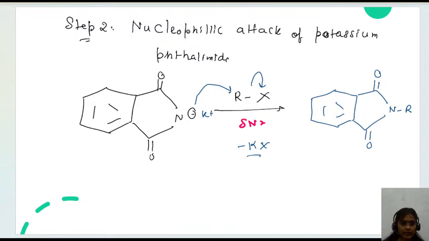Now let's see step number 3, that is the hydrolysis step. So let me write step number 3, hydrolysis. It means this undergoes hydrolysis.